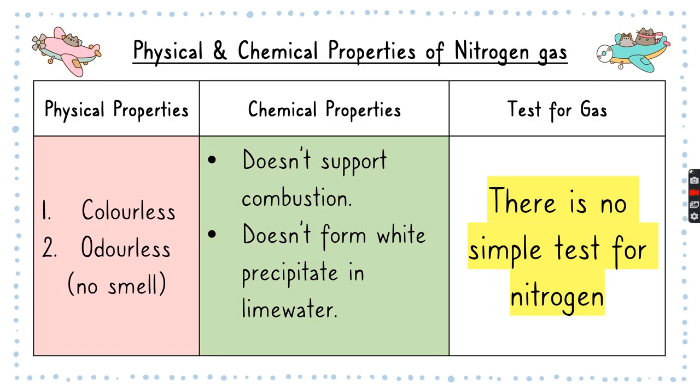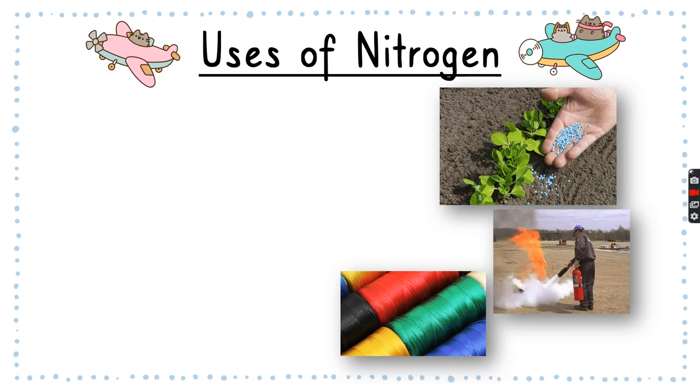The physical and chemical properties of nitrogen gas are very similar: for physical properties, you can't smell it and you can't see it, so it's colorless and odorless. But it doesn't support combustion, and it also doesn't form white precipitate in lime water. And there is actually no simple test for nitrogen gas.